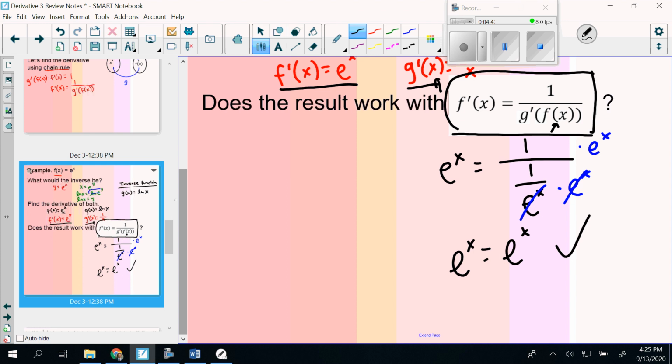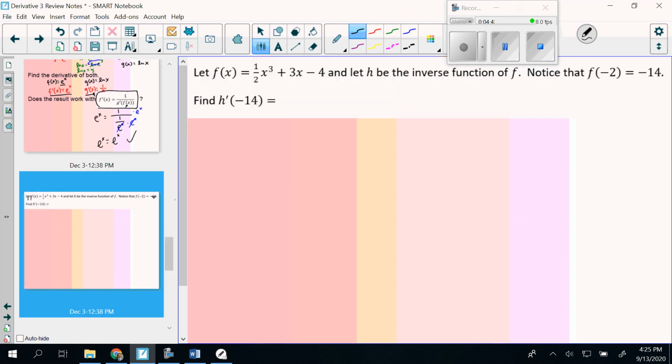Now let's take that and extend it to a problem you could maybe see on the AP test, something like this. It says, let f of x equal this function up there, and let h be the inverse of f. Notice that f at -2 would be equal to -14. And you can verify that if you want. If you put -2 in for all these x's, this should come out to equal -14. They've probably given us that because it's important to the problem. Here's what they want us to find. What is the derivative of h, the inverse, at -14?